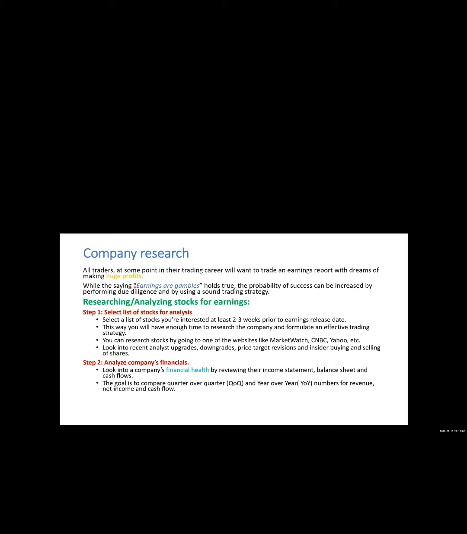While the saying goes, earnings are gambles, and that holds true, the probability of success can be increased by performing due diligence and by using a sound trading strategy. Of course, if you're just blindly gambling, one or zero, just binary gambling, you think the stock's going to go up or down, just bet on one side, hope that it goes right, that's gambling. But if you're actually doing a little bit of due diligence, your probability of success is going to increase. Even by 1%, it's worth the effort. Now, how do you go about researching and analyzing stocks for earnings?